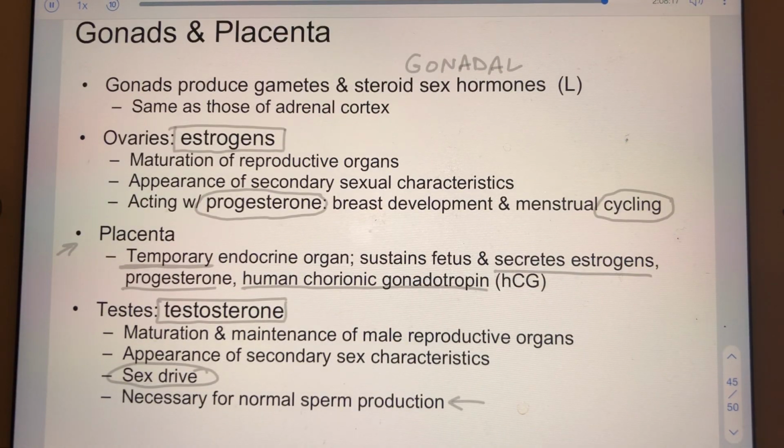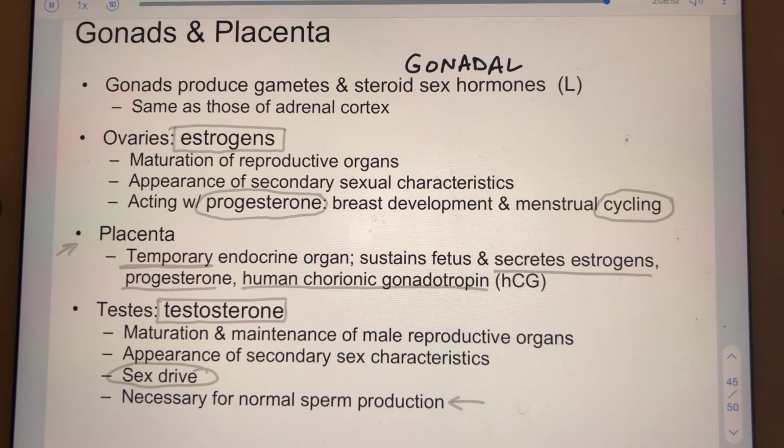The gonads make sex hormones, often referred to as gonadal hormones, just to keep them separated from gonadocorticoids made by the adrenal gland. And gonadal hormones, as well as gonadocorticoids, are lipid soluble. Okay, they're the same. They come from the same sort of precursors that we see in the adrenal cortex, specifically the zona reticularis. Okay, pardon me.